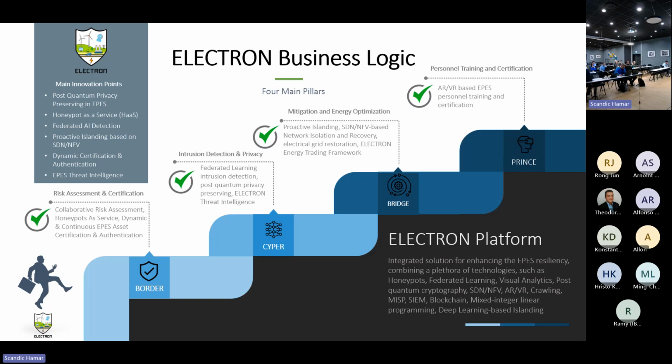So regarding the business logic behind ELECTRON, this is composed of 4 main frameworks: the Border framework, the Cyber framework, the Bridge one, and Prince. Border is responsible for the collaborative risk assessment and the cybersecurity certification. On the other hand, Cyber integrates a wide range of intrusion detection, correlation, and threat intelligence services.